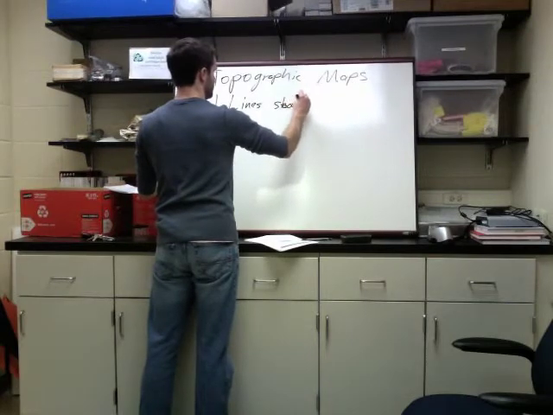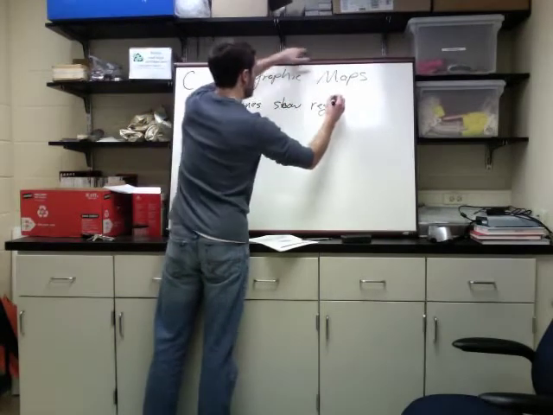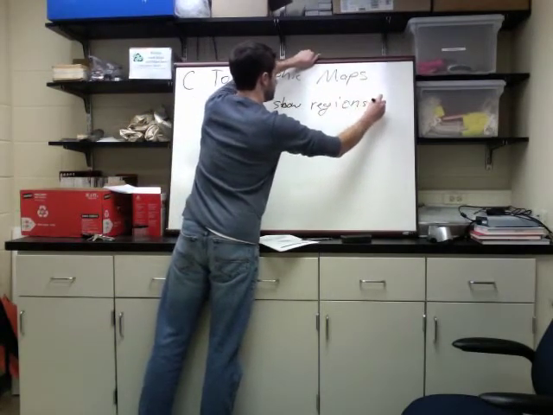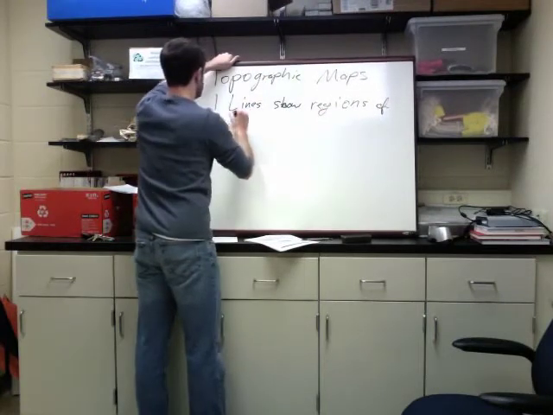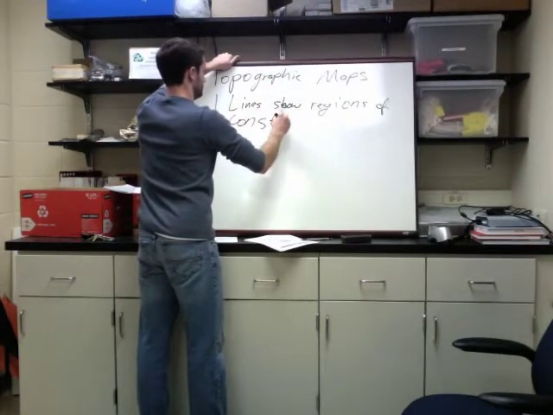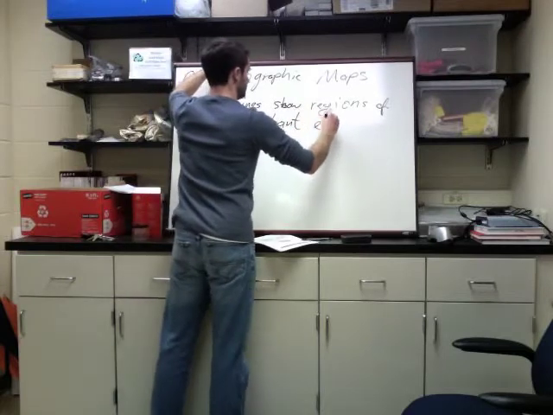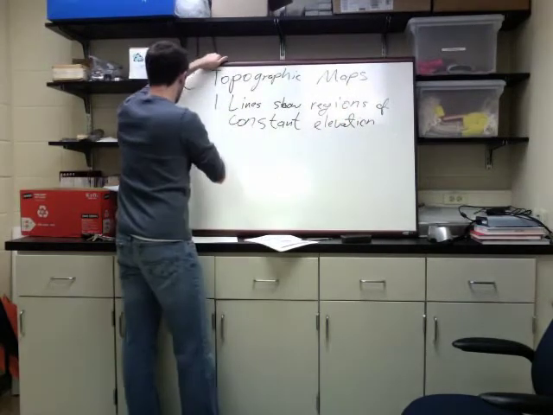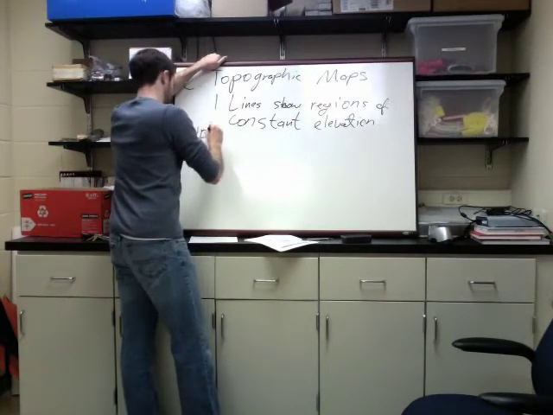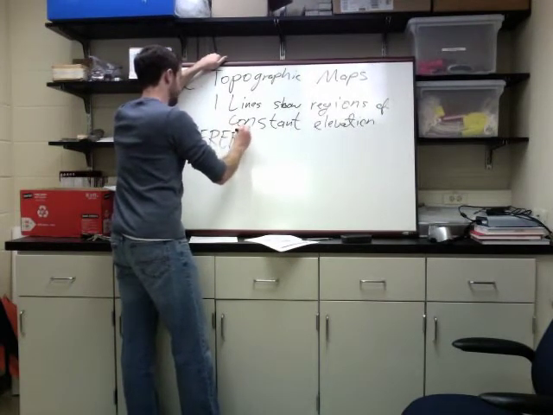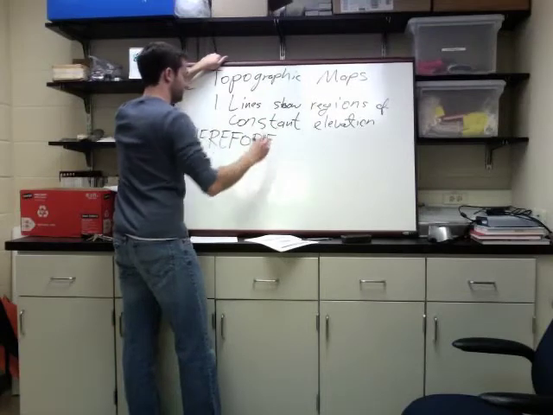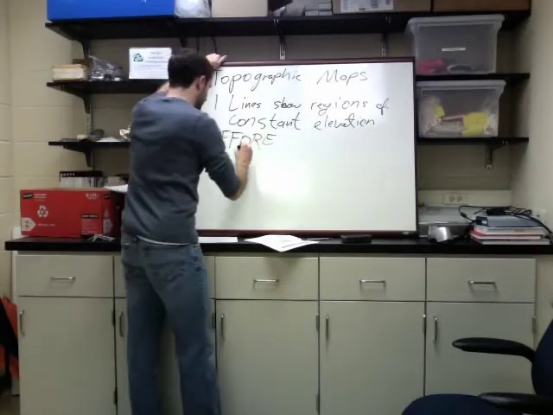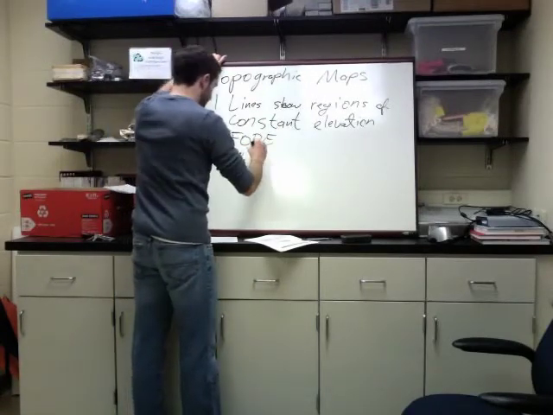Show, S-H-O-W. Lines show regions of constant elevation. Therefore, we've got some things that follow as a logical consequence of lines showing constant elevation. Therefore, the lines cannot cross.